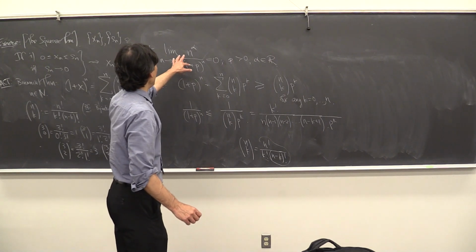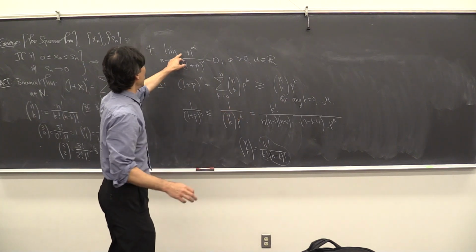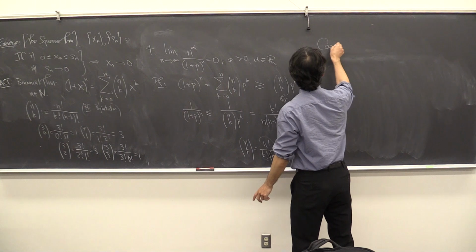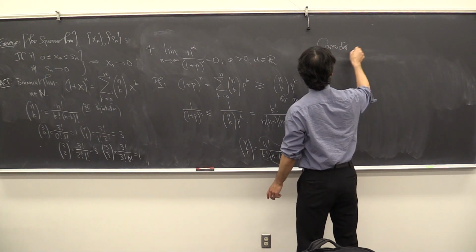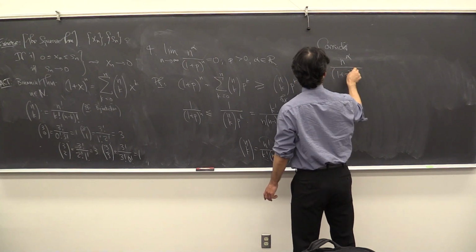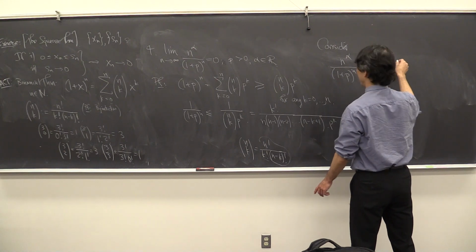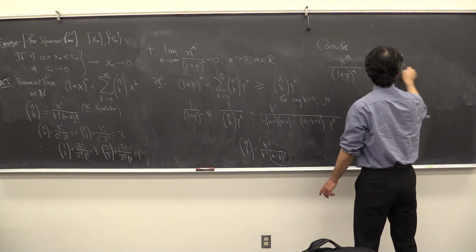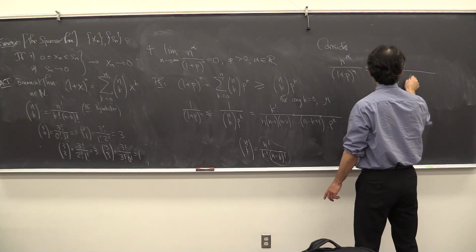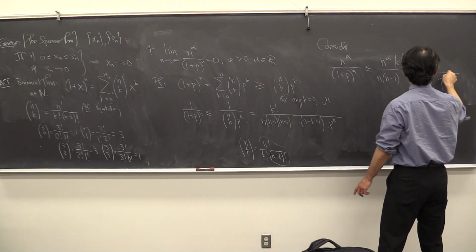Okay, so let's come back over here. We're going to use this to get control over this thing. So consider n to the alpha over 1 plus p to the n. Well, that's smaller than n to the alpha times k factorial over n minus 1 up to n minus k plus 1, times p to the k.